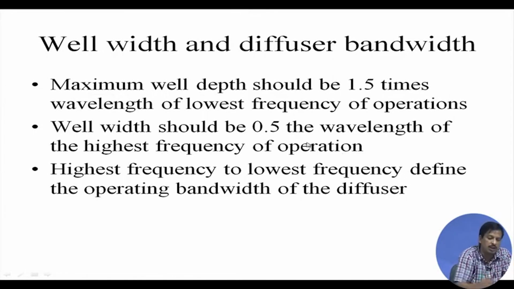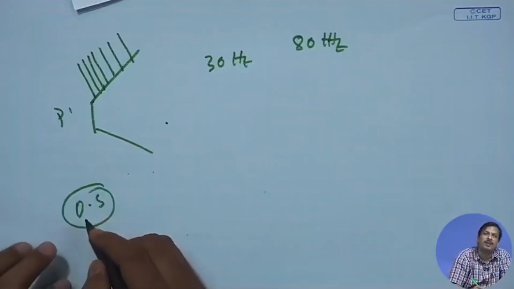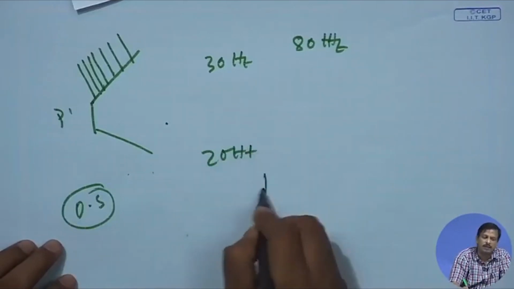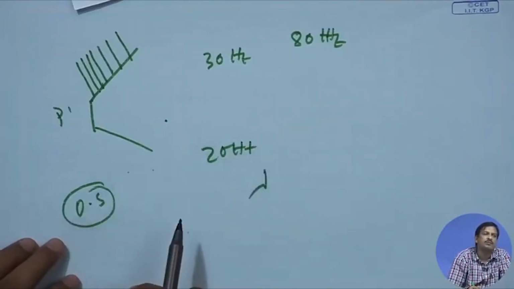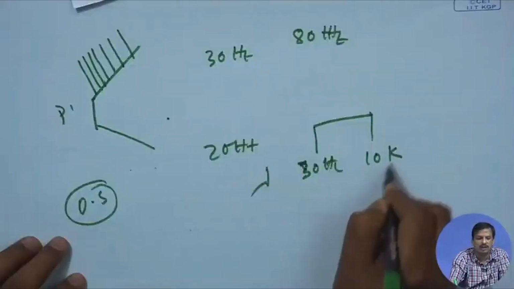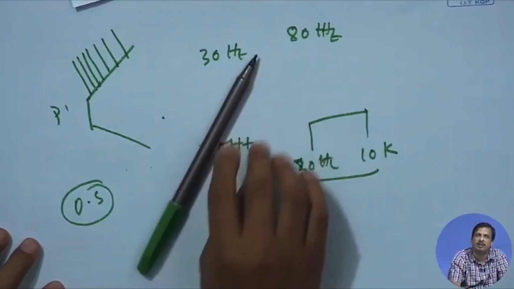So, the width will be 0.5 times the highest frequency of operation. If I say music goes up to 20 kilohertz, then I know the lambda, and then I can find the width. The highest frequency to the lowest frequency defines the operating bandwidth of the diffuser. So, if a diffuser works from, let us say, 30 hertz to 10 kilohertz, then I can calculate the depth and width of the slot. Then accordingly I can treat those things.